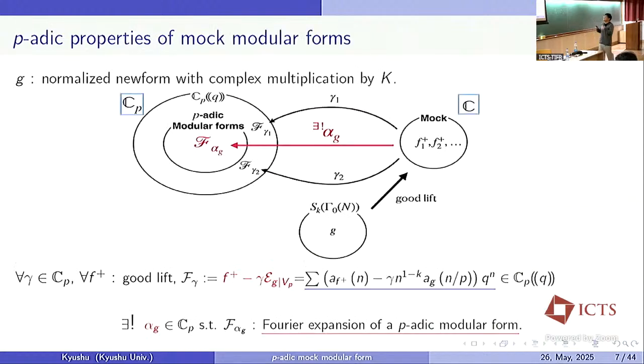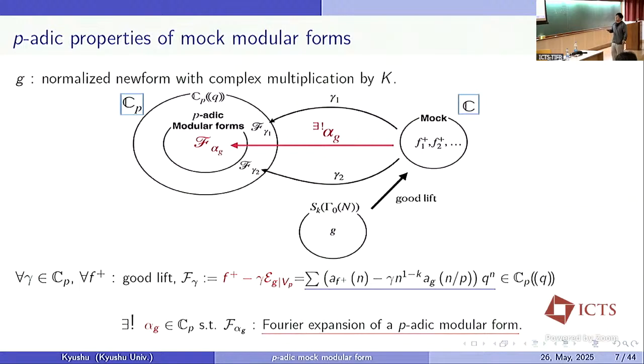Okay. Next, I explain p-adic properties of mock modular forms. For simplicity, we assume that g is a normalized newform with complex multiplication by an imaginary quadratic field K. As I mentioned before, in this case, there exists an algebraic lift of g, and that is called a good lift. Since all Fourier coefficients of good lifts are algebraic, we can regard this F plus(q) as a formal power series defined over C_p.